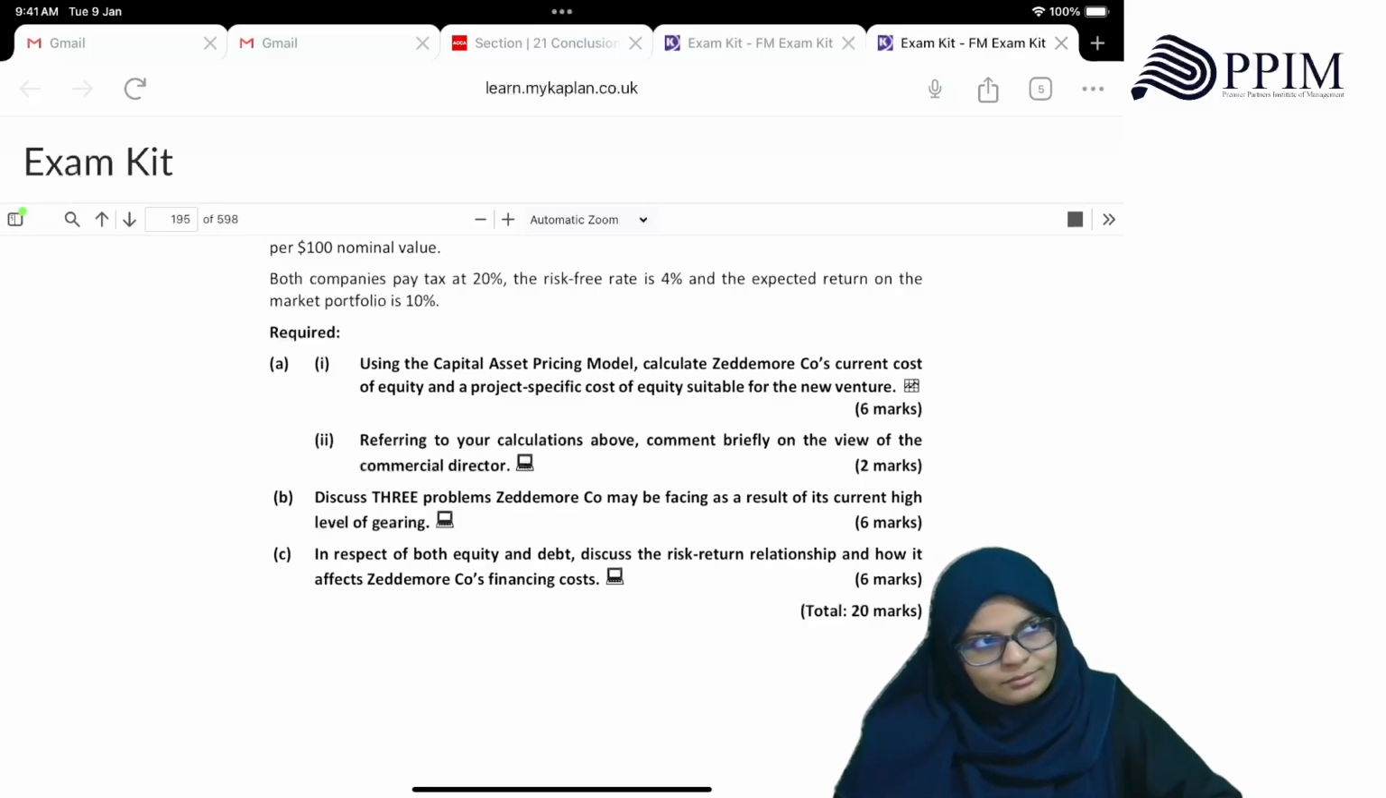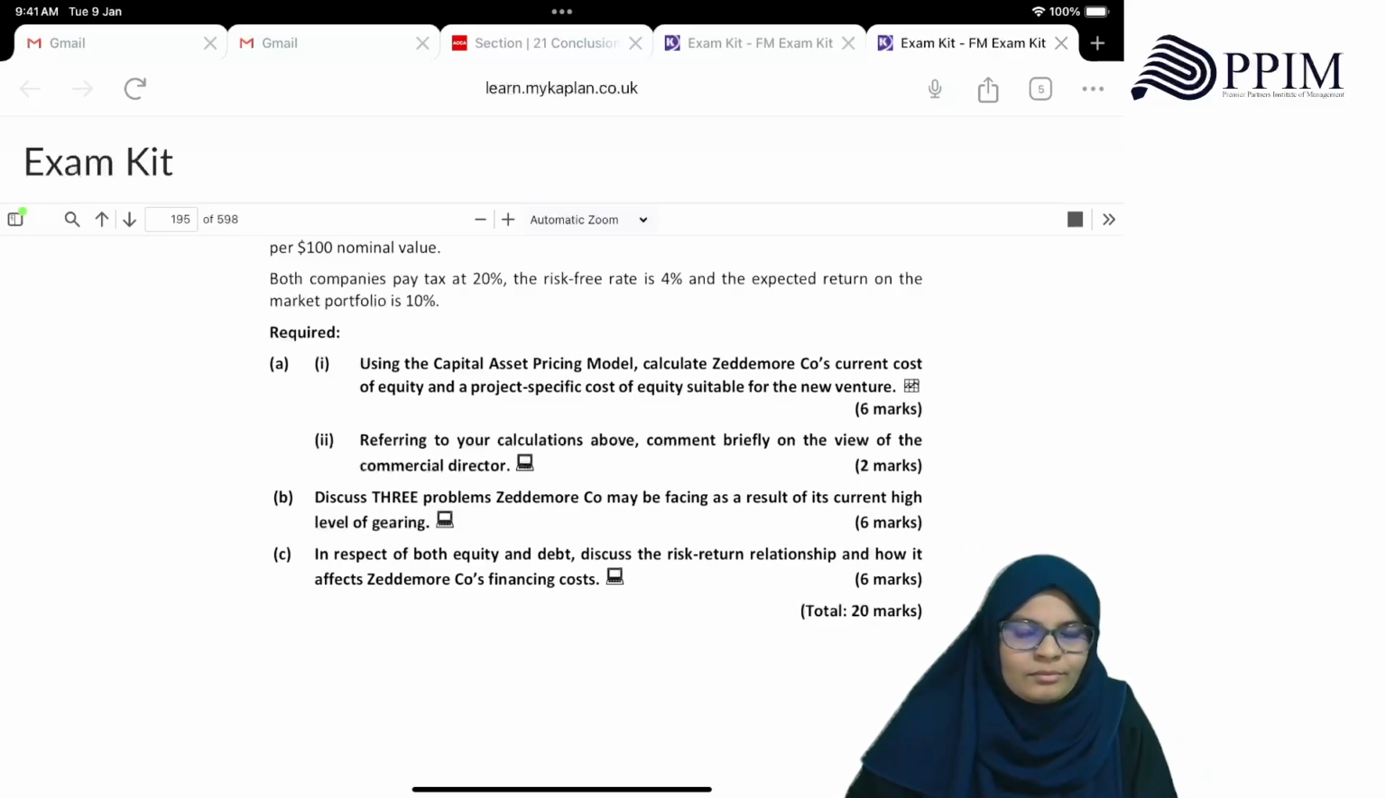When the risk is high, the return will be high. If the risk is low, the return will be low. Because the company is in a high gearing position, the equity holders will request a high return, because it's high risk.